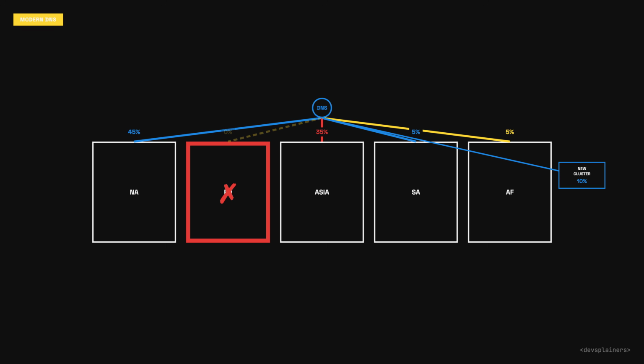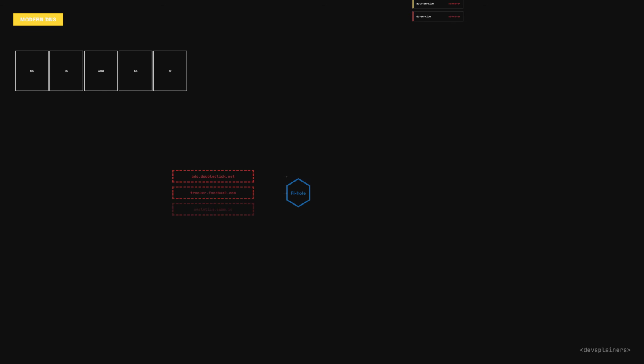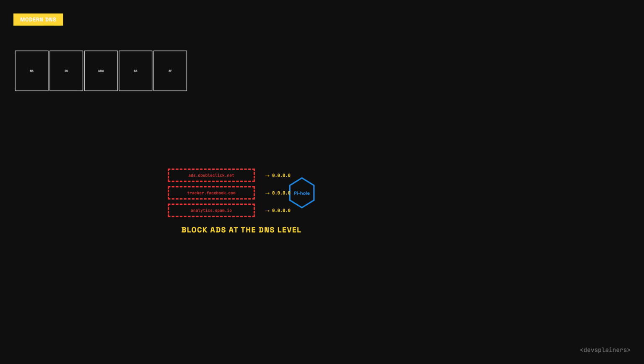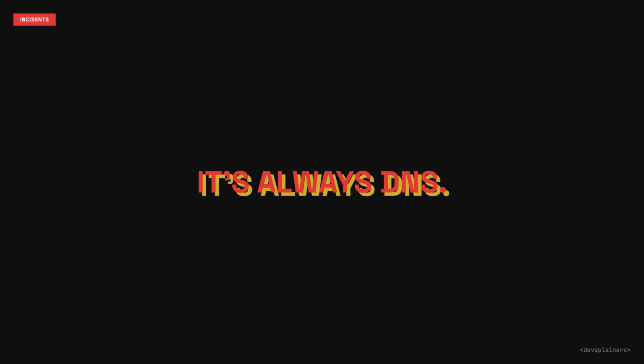In Kubernetes, DNS is service discovery. Every service gets a DNS name. IPs are ephemeral. DNS is the stable layer. Even your home network can use DNS as a filter. Tools like Pi-hole block ads by simply resolving domains to 0.0.0.0. DNS is no longer just a phone book. It's infrastructure logic. There's a reason engineers say it's always DNS.